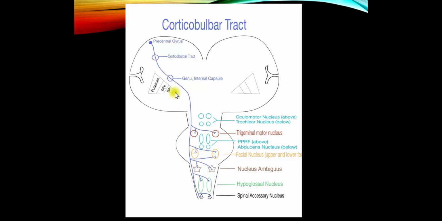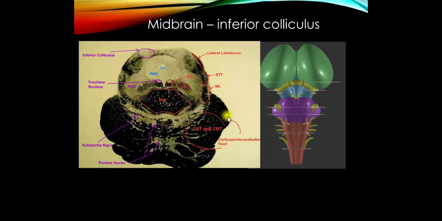And boards love to ask about a lesion in the genu of the internal capsule resulting in contralateral lower facial weakness, so that you don't diagnose that as a Bell's palsy, but rather the patient had a stroke or demyelination or something else going on there in the genu. Okay, so remember, the corticobulbar tract occupies this location in the cerebral peduncle right next to the corticospinal tract.